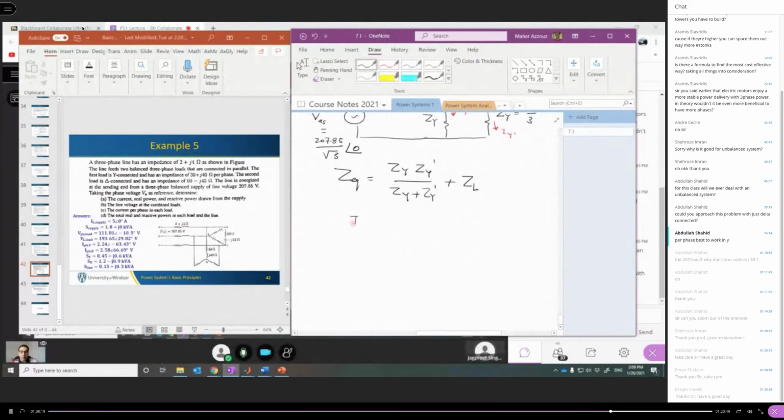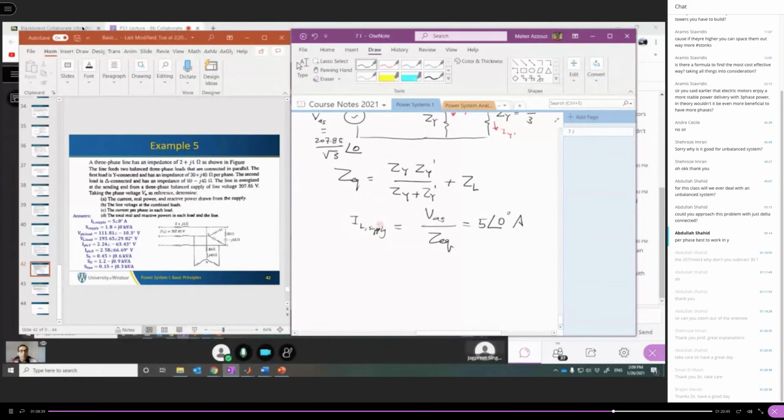Now you can calculate the line current of the supply. This is going to be the voltage divided by the equivalent impedance. This is going to be 5 with angle 0 amp. This is the first step.